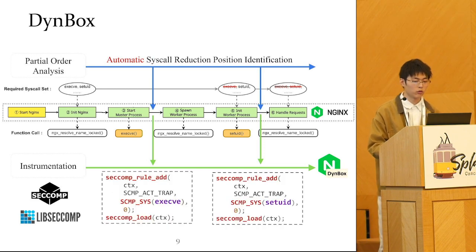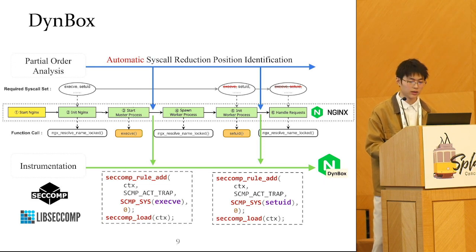With seccomp, we perform the instrumentation at each reduction position of the program, appending a new rule to seccomp to restrict the corresponding syscall. As the figure shows, at two positions, we call the seccomp add rule interface to restrict execve and setuid respectively. After instrumentation, a hardened binary is produced. Then, during execution, it will trigger the instrumented code at the proper positions by itself, restricting execve and setuid.